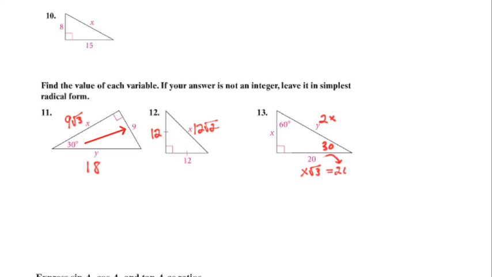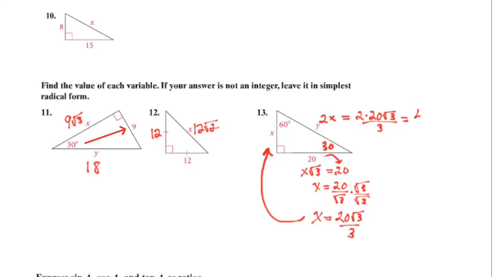So 20 has to equal x root 3, and we solve for it by dividing by root 3. I rationalize by multiplying by root 3 over root 3, and x becomes 20 root 3 over 3, and it doesn't simplify any further. And so that is my value for x. I double that for the hypotenuse, y. 2 times 20 root 3 over 3 is 40 root 3 over 3.